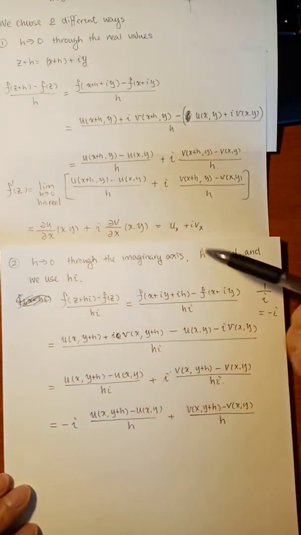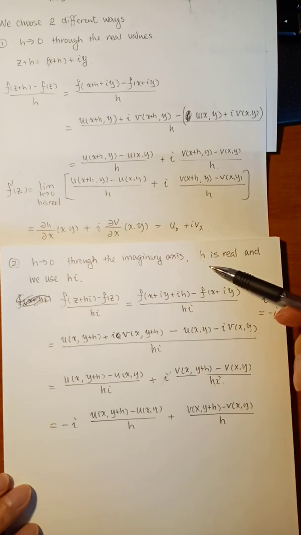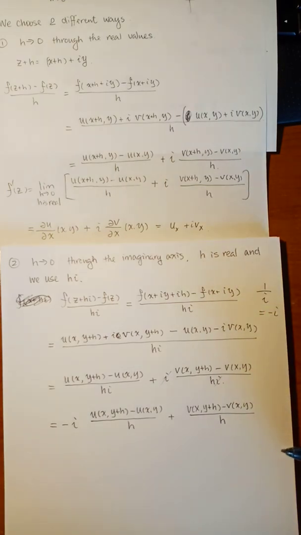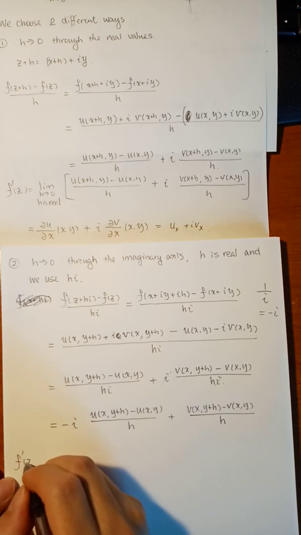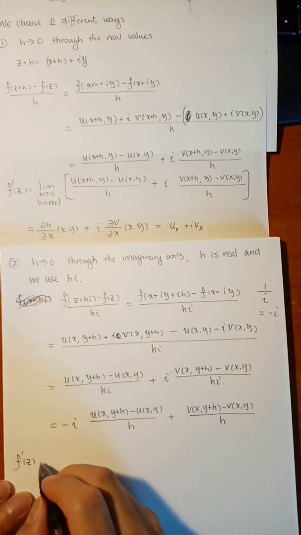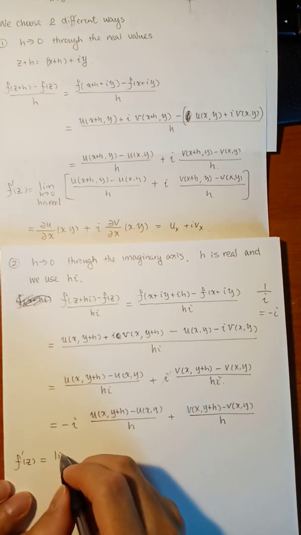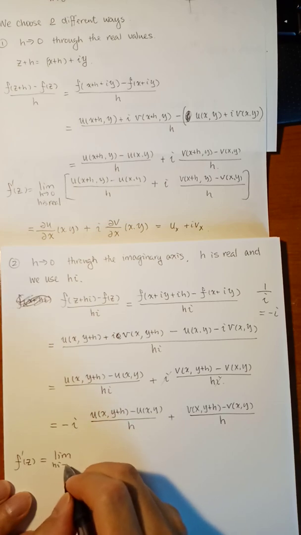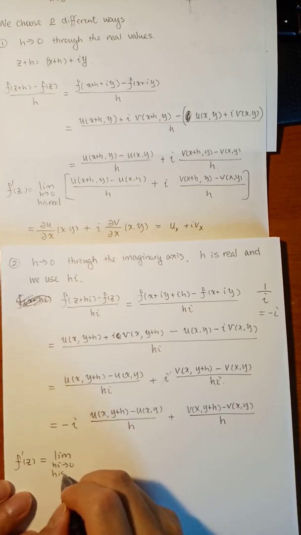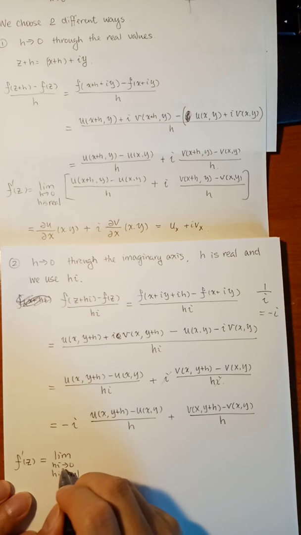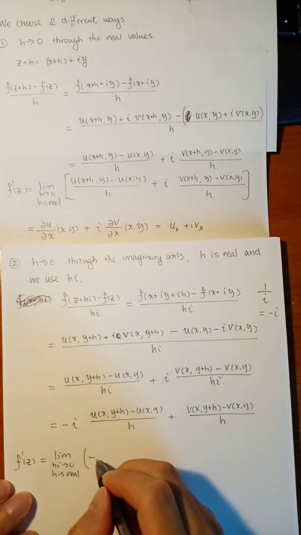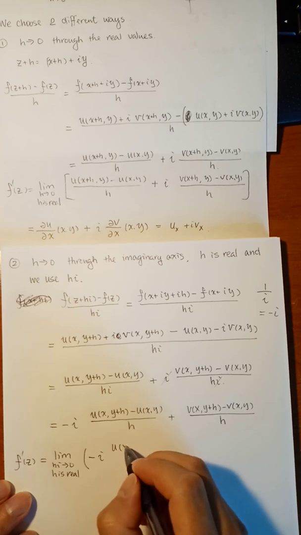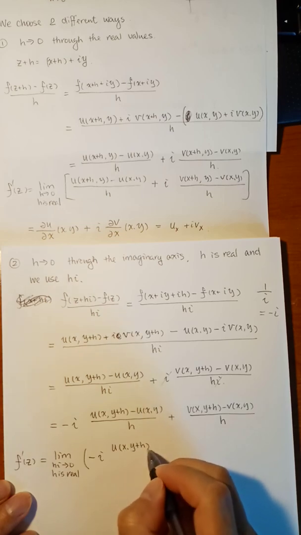A pure imaginary number approaches 0 if and only if its real coefficient approaches 0, right? So the limit, as hi approaches 0 with h real, is exactly this part. Let me copy it, make it complete.